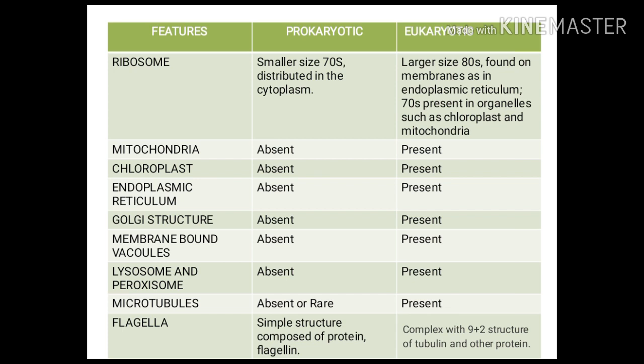The lysosome and peroxisome are absent in the prokaryotic cell, while present in the eukaryotic cell. The microtubules are absent or rare in the prokaryotic cell, while present in the eukaryotic cell. The flagella in the prokaryotic cell is a simple structure composed of the protein flagellin, while in the eukaryotic cell it is complex with a 9+2 structure of tubulin and other proteins.